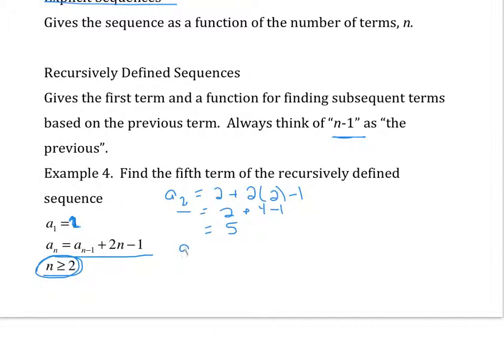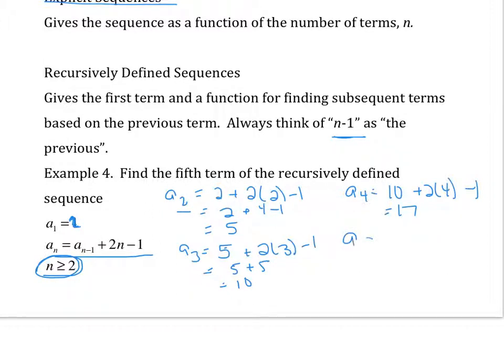And then a sub 3 is going to be, now I take the previous term, which is a sub 2, plus 2 times 3 minus 1. So 5 plus 6 minus 1 would give me 10. And then a sub 4 would be 10, because that's the previous term, plus 2 times 4 minus 1. So 18 minus 1 would give me 17. And a sub 5 would give me 17 plus 2 times 5 minus 1. So we've got 27 minus 1 is 26.